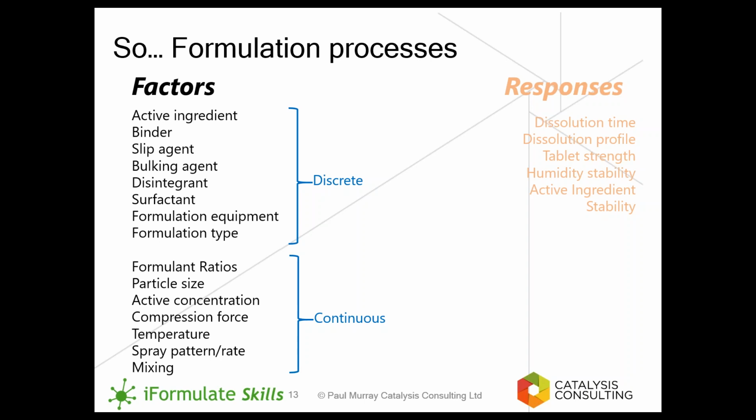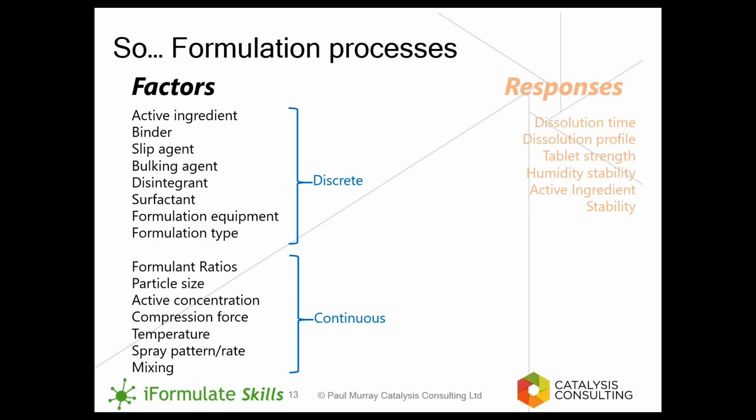So factors come in two clear types. Materials like the active ingredients, the binder, slip agent, bulk agent, disintegrants, surfactants, the type of equipment and the type of formulation, those are factors, but they're discrete. One exists, another exists, but it's often difficult to relate one material to the other. Then we have continuous factors like the formulation ratio or the particle size. We can choose a value and we can choose another value. And the only limitation from getting from one value to the other value is your equipment. So how much active you have present, what compression force, what temperature, mixing that you have, the spray rate that you have, all of those can be investigated.